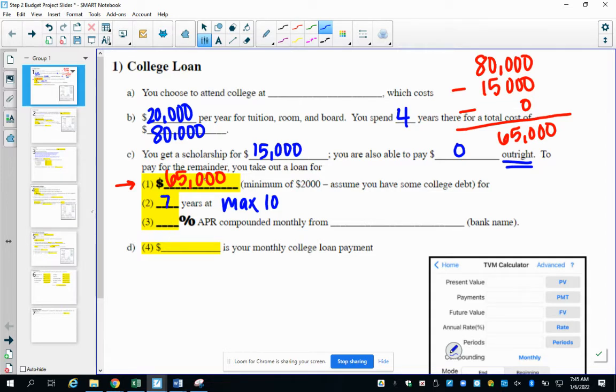And then Google the average college rate for loans. Okay, so just do a Google search of what's the average interest rate on a college loan. We looked it up in class and it was 5.8%. These change year to year, so make sure you Google that. And so if you, I don't care if you actually pick a bank, so you can put from the bank of Google if that's what you did.